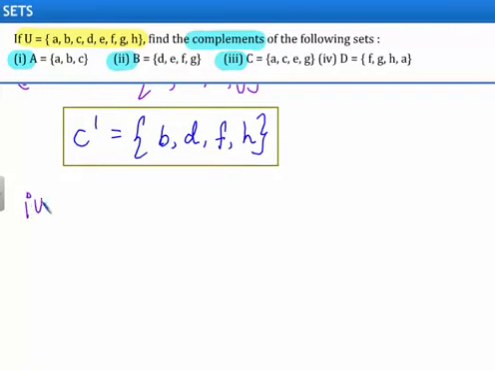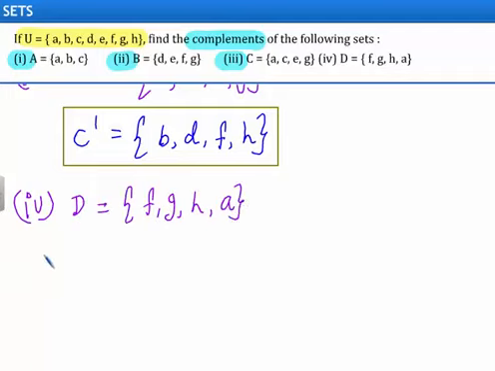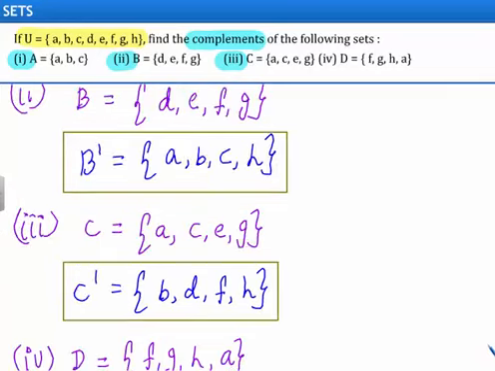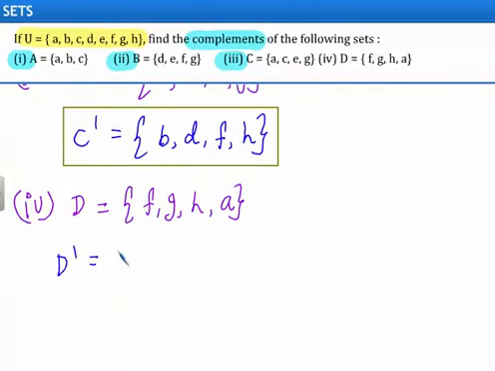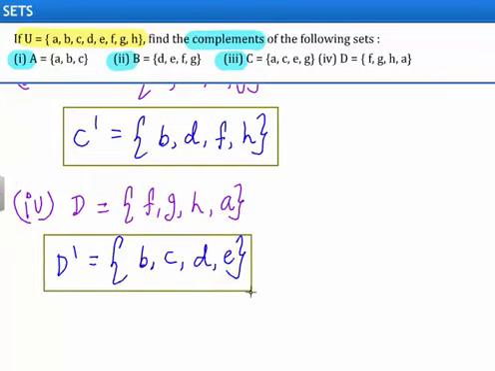In the last part of the problem, we are given the set D. We need to find the complement of D. So D complement will be equal to set of all elements which are in the universal set but not in the set D. They are B, C, D, E. Let us write them. So D complement is equal to B, C, D, E. So this is the set D complement.